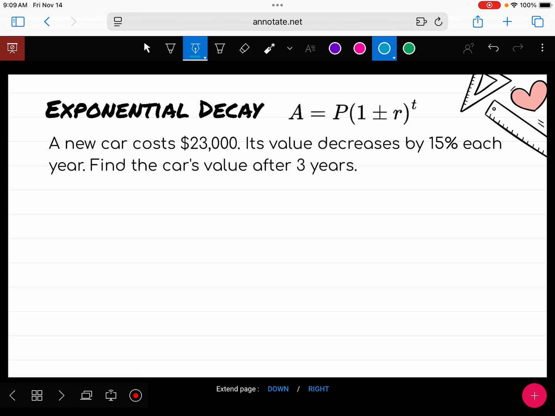So we're going to do another one very much like it. We've got a new car, costs $23,000. Pretty affordable car right now. And its value decreases by 15% each year. So we want to find the car's value after just 3 years. This is a real thing that happens with cars, by the way. Isn't it like the second you drive it off the lot, it starts decreasing? Yep, by about 15%.